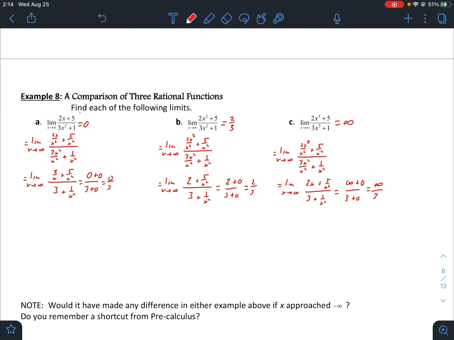All right, so a couple of questions on here. Would it make any difference if infinity was negative infinity? No, it would not. Okay? And our question is, do you remember this shortcut for knowing these answers from pre-calc? And I hope the answer is yes to that. Okay, let's take a look at the shortcuts.